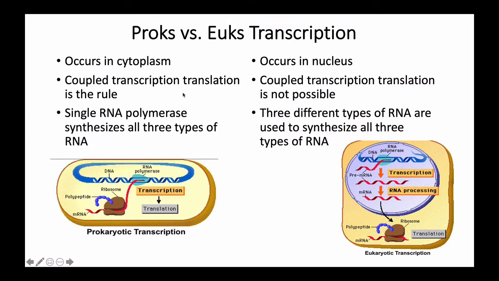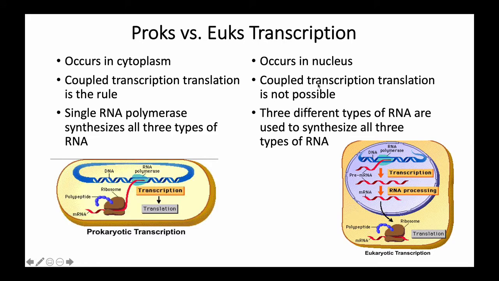Let's take a look at the differences of transcription between prokaryotic and eukaryotic cells. Actually, there's a lot of differences between the two. First of all, remember, in a prokaryotic cell, the DNA is found within the cytoplasm. It's not found within the nucleus. There's not a separate membrane-bound area where the genetic material is stored, which is what we see in a eukaryotic cell. So transcription, therefore, occurs in the cytoplasm of a prokaryotic cell, and occurs in the nucleus of a eukaryotic cell.